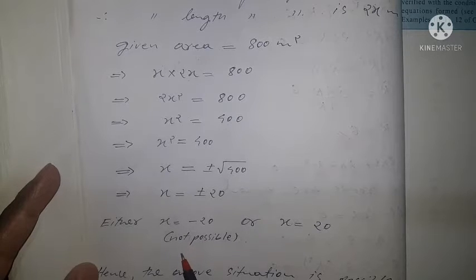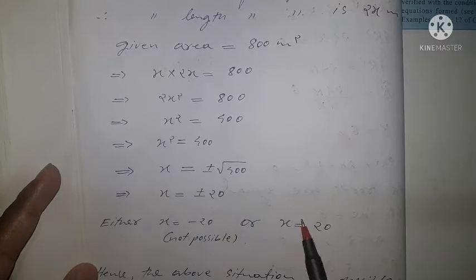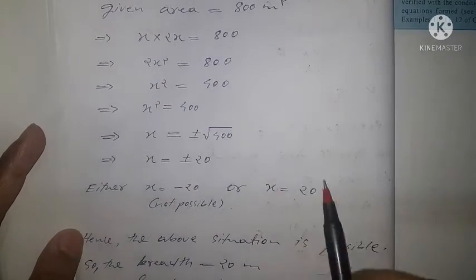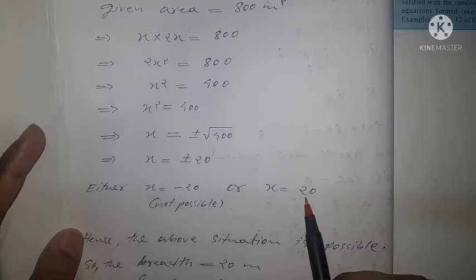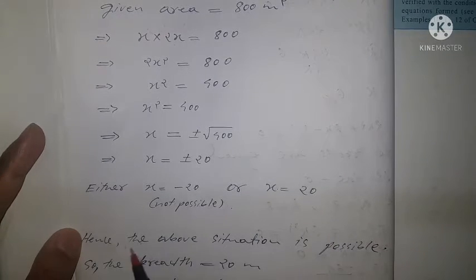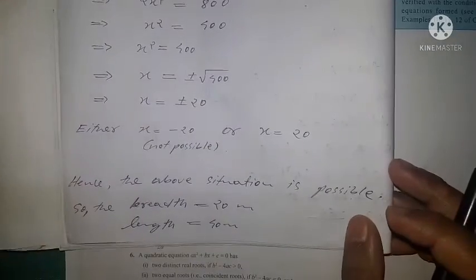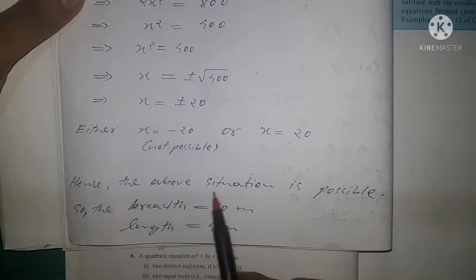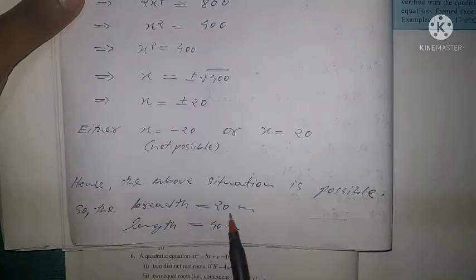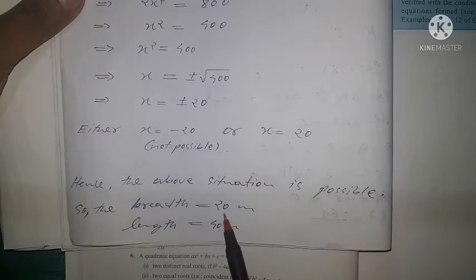Minus 20 is not possible since we are talking about the breadth. Breadth cannot be negative. So hence we obtained the breadth as 20. Therefore the length will be twice the breadth, so that is 40. So the above situation is possible. They asked whether the above situation is possible. Yes, it is possible, and we have already solved this one. So the breadth is 20 meters and the length is twice the breadth, 2 into 20.